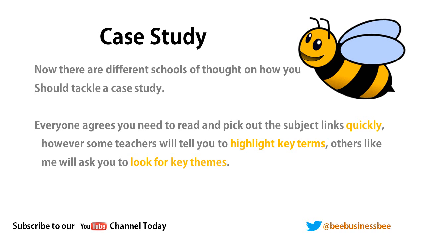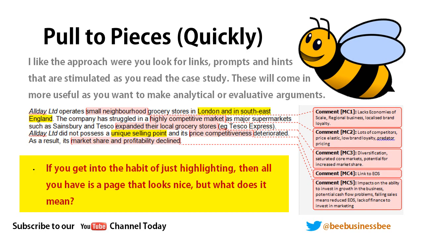Some people say you should go and highlight a case study, and then you'll end up with a nice page that looks all nice and clear with a nice good yellow highlighter across it, but actually what else does it do? Others, like myself, want you to look for key themes, so try and annotate, get a pen and actually start drawing on the case study where you can find links to other parts of the subject. Everybody agrees though you need to be quick with this, so it shouldn't be a long process. So it all depends on your opinion on this.